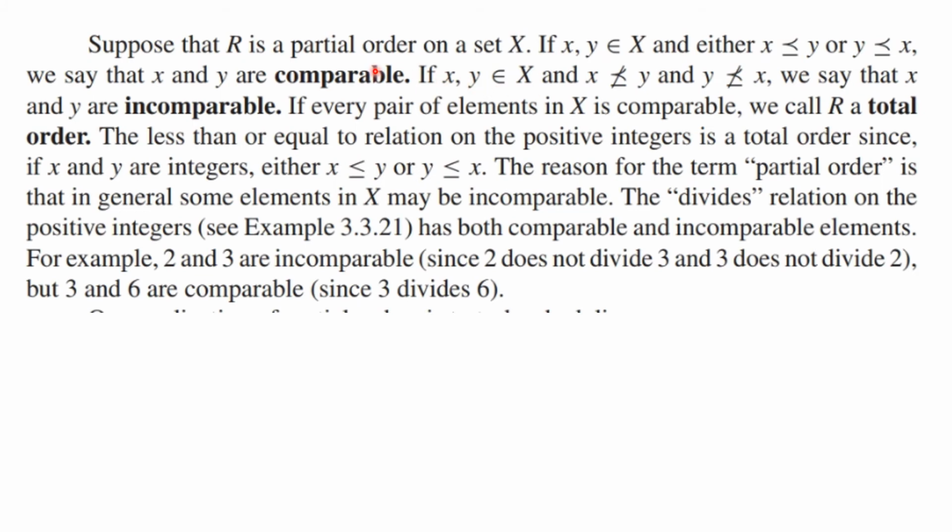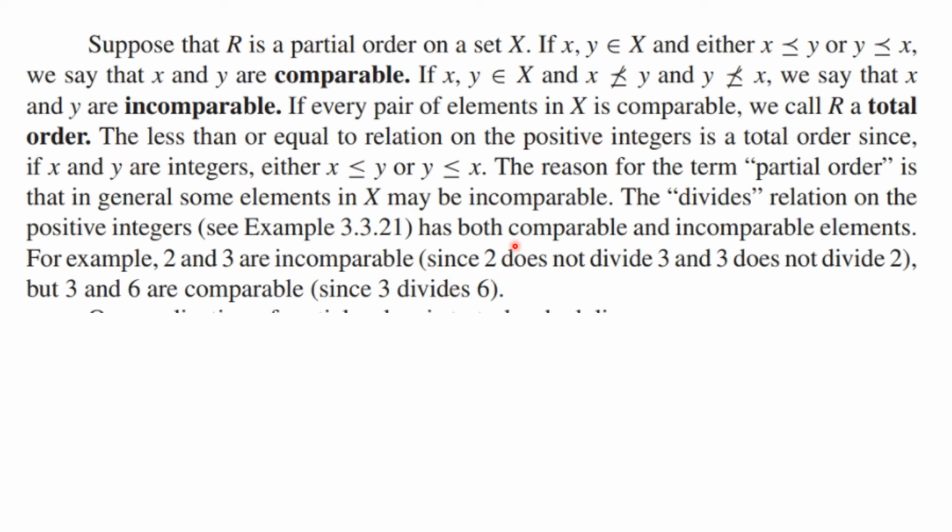But okay, suppose that R is a partial order on a set X. If x and y are elements of X, and either x is related to y, or y is related to x, we say that they're comparable. This is kind of a generalization of less than, talking about the order relative to R. Now, if x and y are elements of X and neither one can be compared, they're incomparable. And if everything is comparable in the set X, we call it a total order.